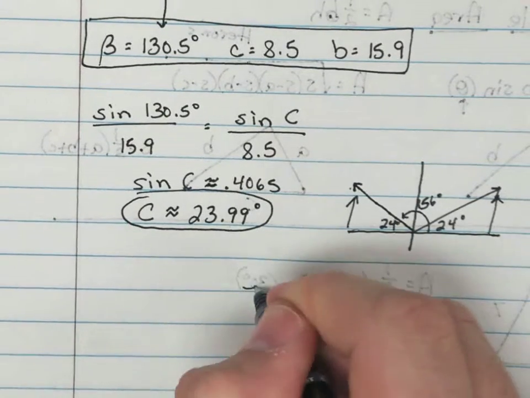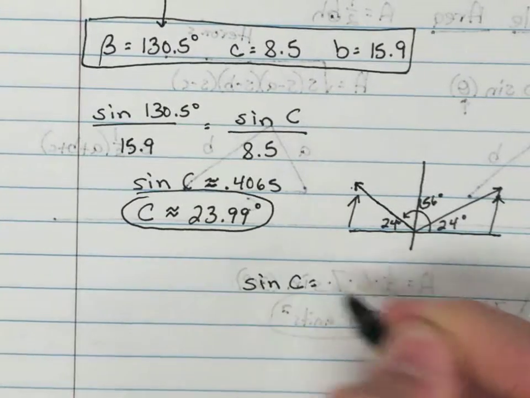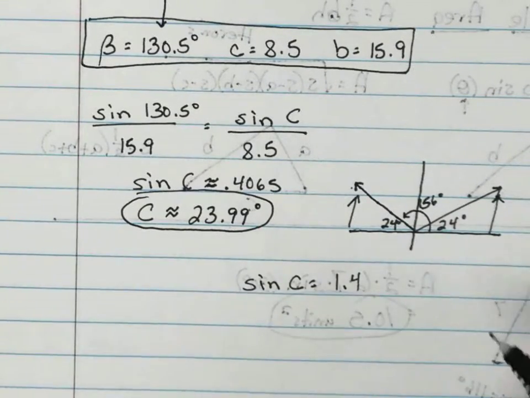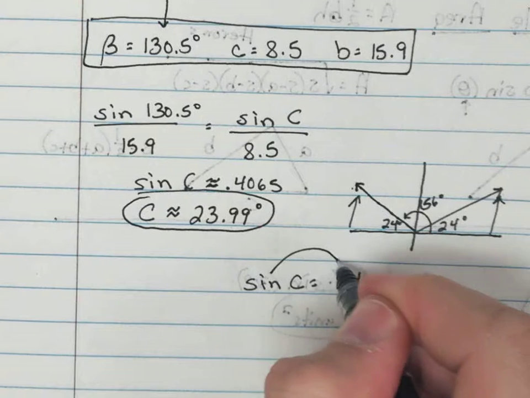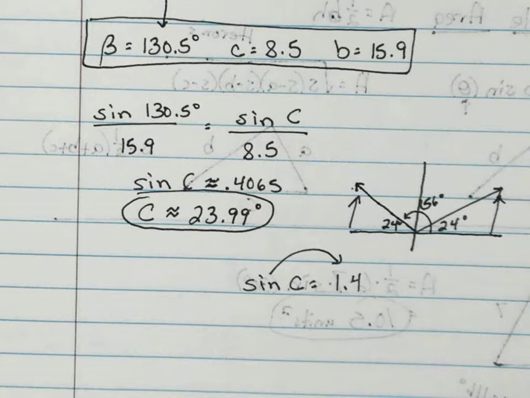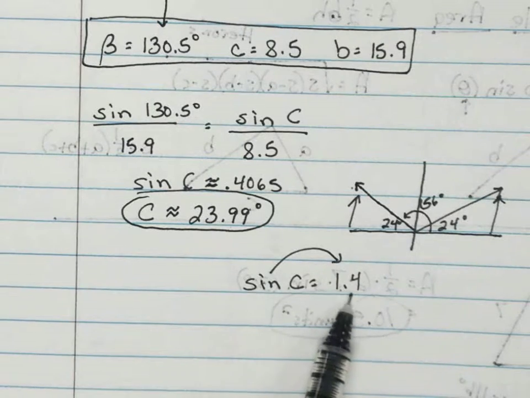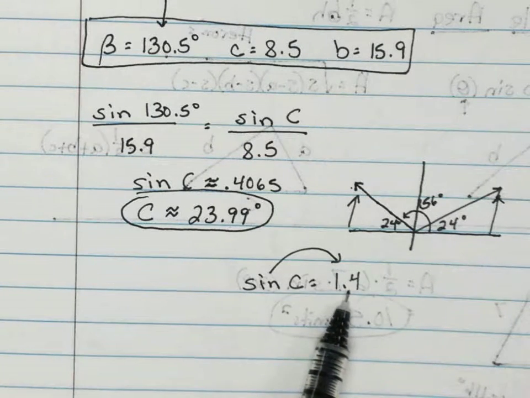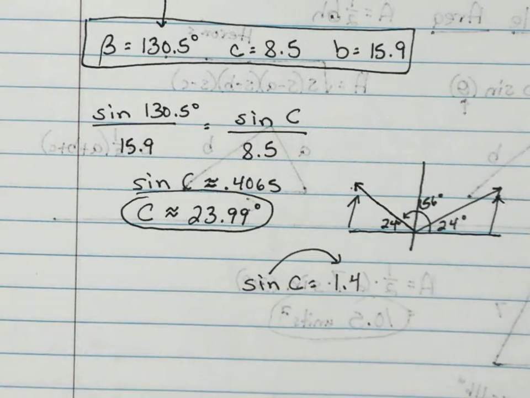If for some reason you get something like the sine of C is equal to 1.4, when we take the inverse sine of that, we should already know that sine can't be bigger than 1. It can't be smaller than -1. So before you even take this, you're going to get an error. Anytime you get an error on something like that, that would mean that you have no solutions.